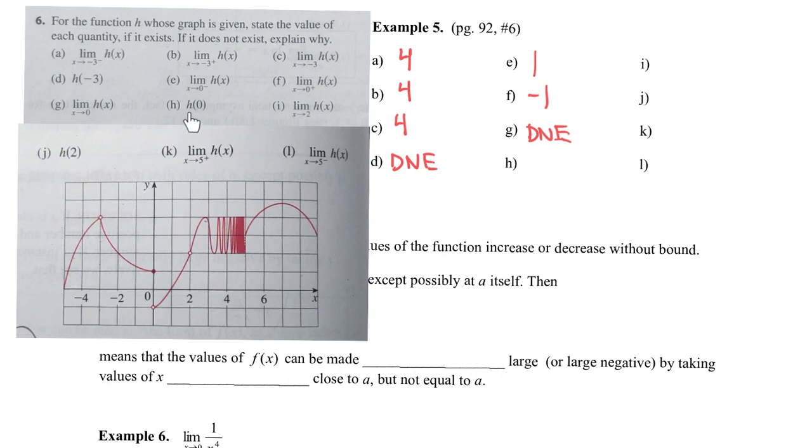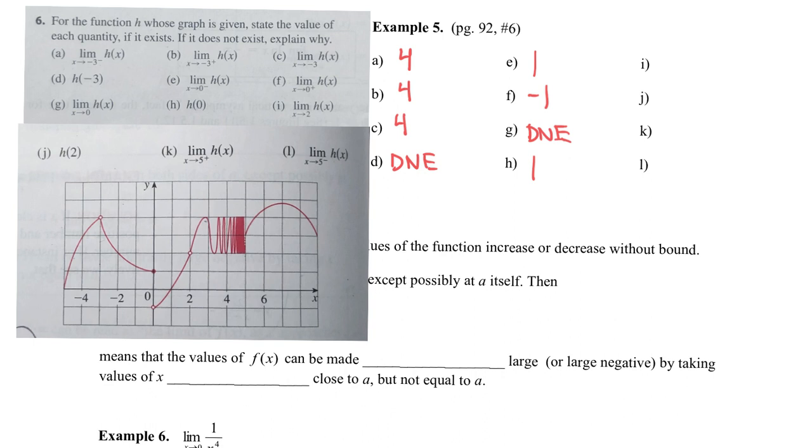H says, what is the value of the function at 0, right? H of 0. We look at this, we've got an open dot here, which means that the function is not defined there, but the closed dot here means that h of 0 is 1. So 1 is the answer to H.